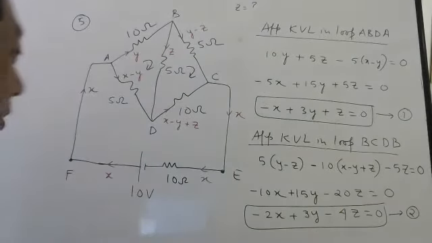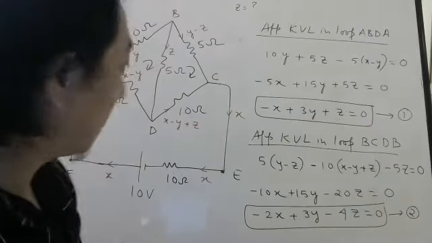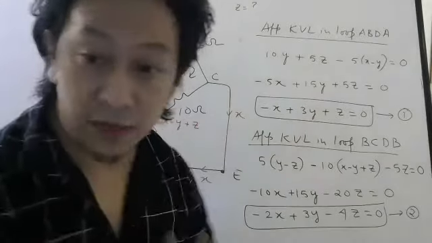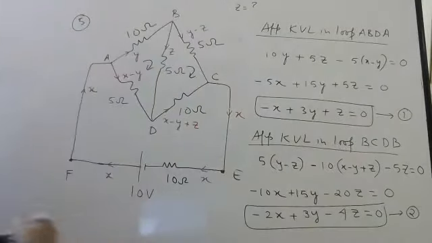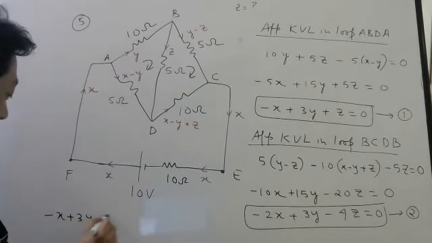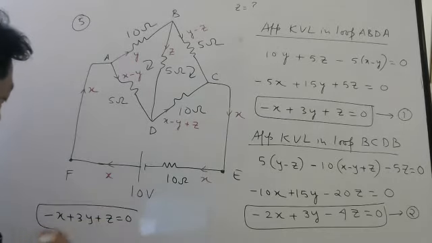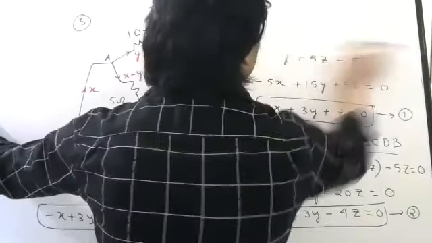To get Z, you can see if you directly add or subtract, it may not happen. So you will have to develop one more equation. Please keep note of this equation. Let me write here also: minus X plus 3Y plus Z equal to 0, first equation. Now let us develop the last equation.